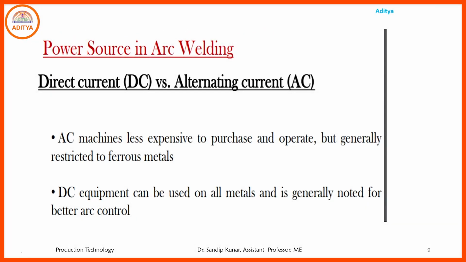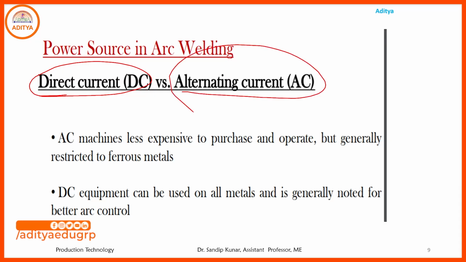Another, some power source. What type of power source do we use in arc welding? First, we use a direct current source, and also alternating current. AC machines are less expensive to purchase in our market, but they have some restrictions. AC machines are used only in the case of ferrous materials.